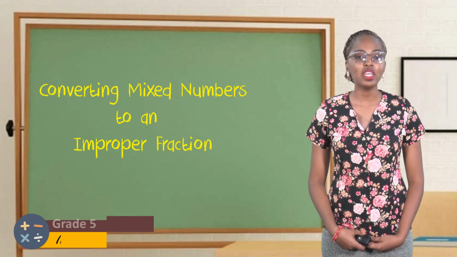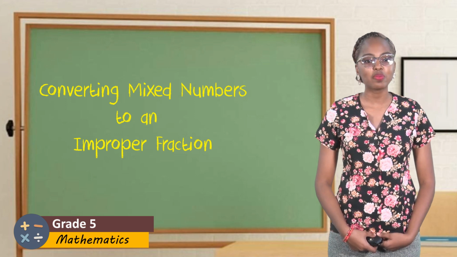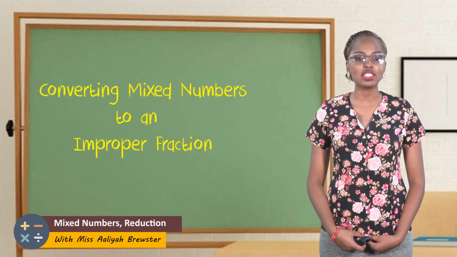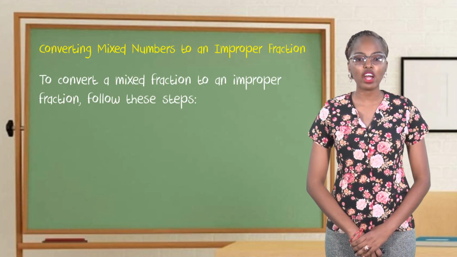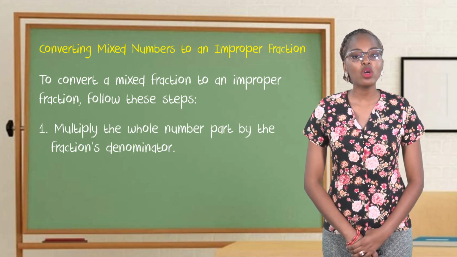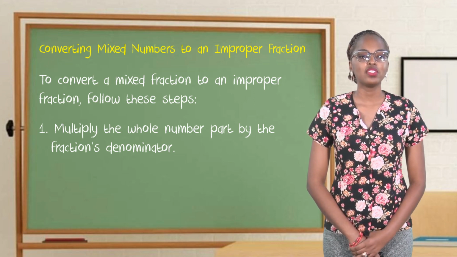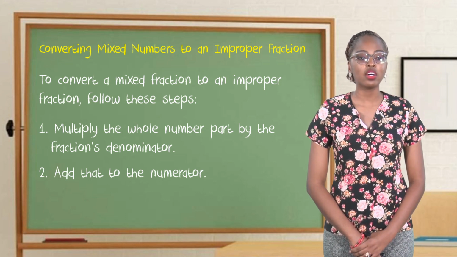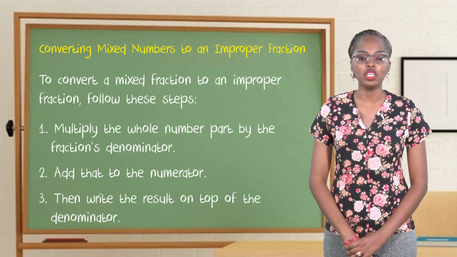Now, we'll be examining converting mixed numbers to an improper fraction. This is a very easy task. I'll guide you through it step by step. To convert a mixed fraction into an improper fraction, follow these steps. First step, multiply the whole number part by the fraction's denominator. Step 2, add the numerator to that figure. Step 3, then write the result on top of the denominator.